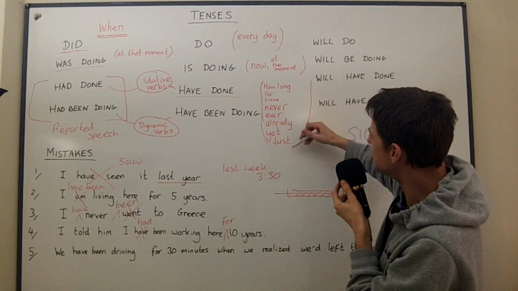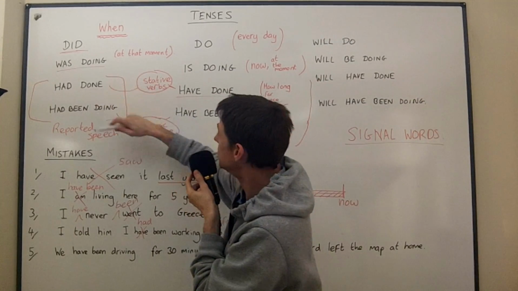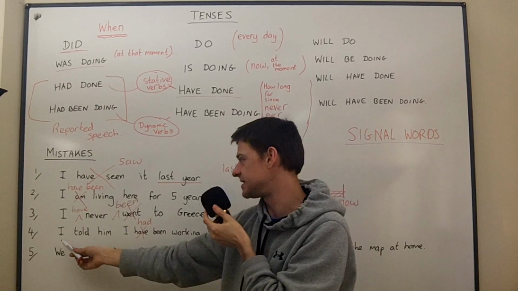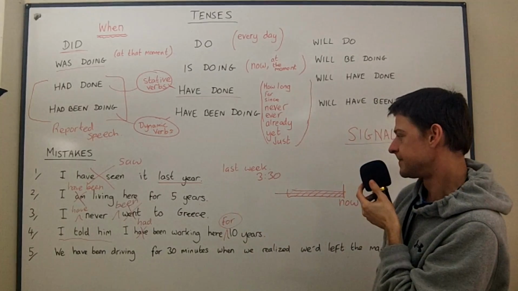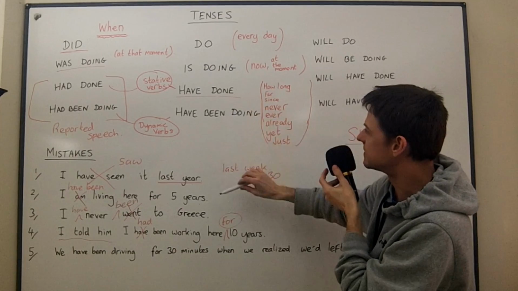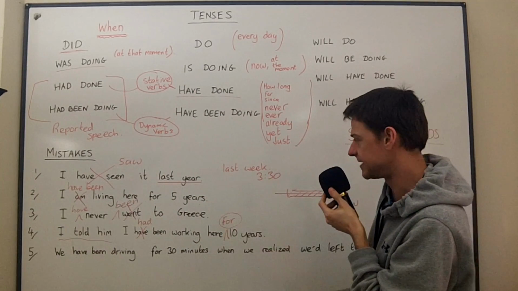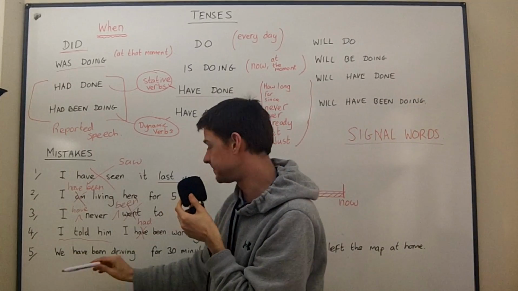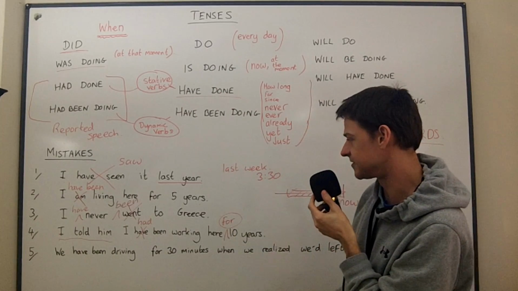Okay, so please remember these signal words, which are also signal words for these two in reported speech. Notice that that's what I did. I put it into reported speech, and then I used one of the signal words. So all of these signal words for present perfect and present perfect continuous are signal words for past perfect too in reported speech. The last mistake here, number 5, is again these past and present tenses.